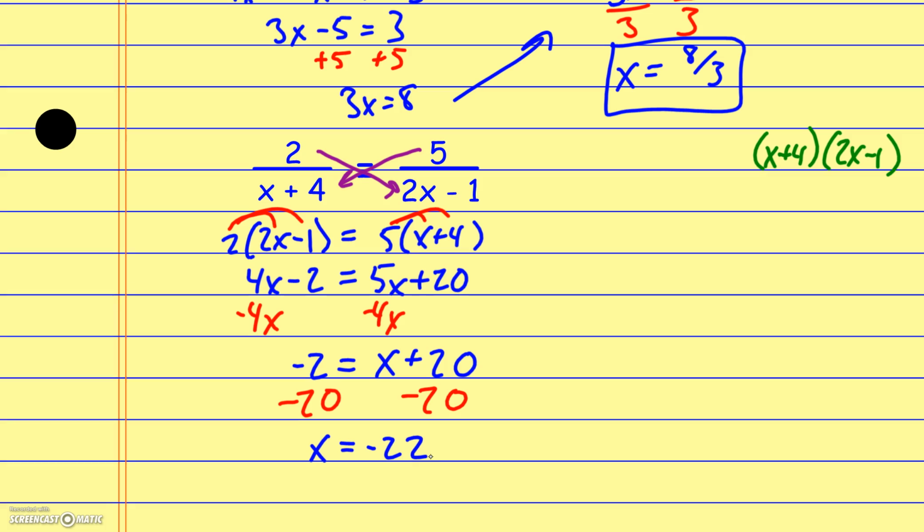Okay? And so I check, I look at this. If I look at the domain restrictions that would result from each of these denominators, I'd find out that x can't equal a negative 4, and x can't equal a positive 1/2. And since that negative 22 is neither of those, it means that this is a valid solution. Okay?